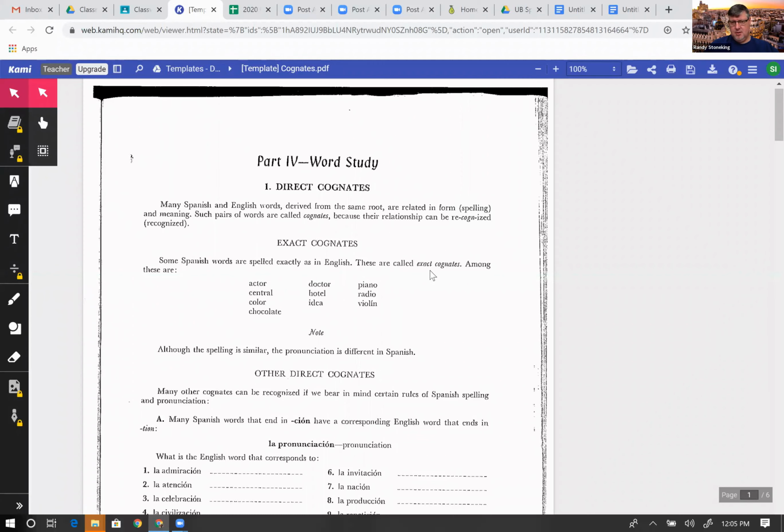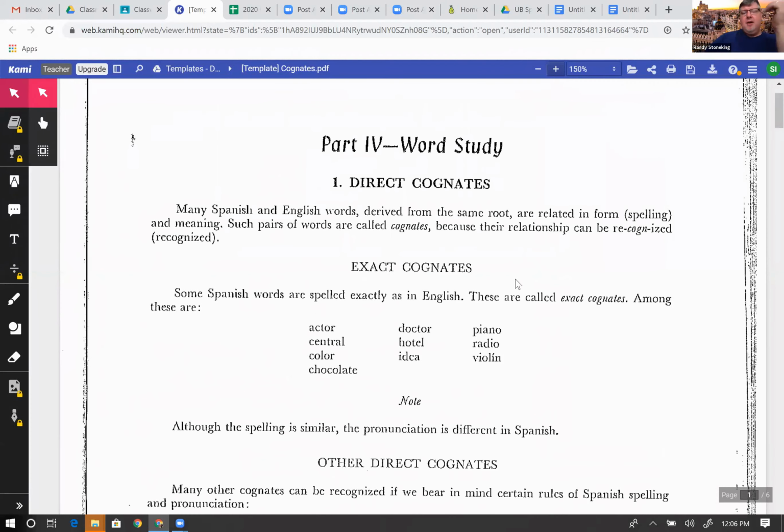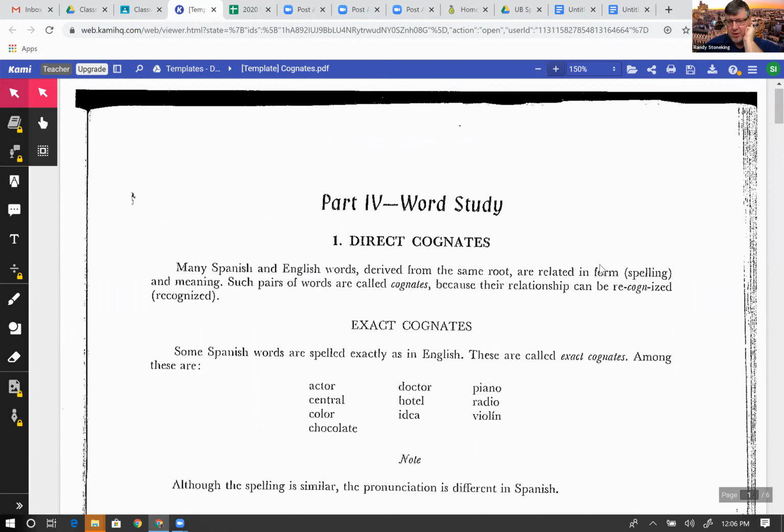Let me move this out of the way. I'm going to zoom in on this a little bit so you guys can see my screen a little better. So let's talk about what a cognate is. All that means is it's a word that is recognizable in both Spanish and English. Because Spanish and English are both from the same language family, they share a lot of things in common, and a lot of the vocabulary is easily recognizable.